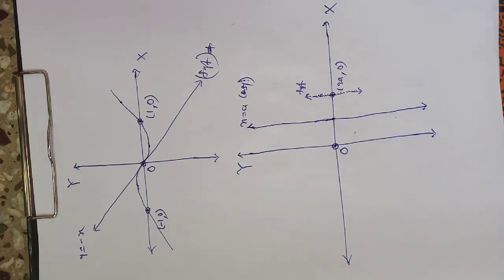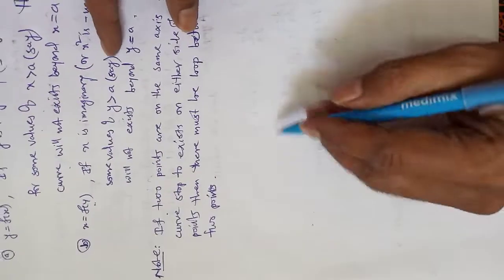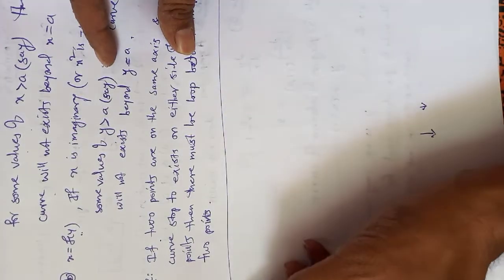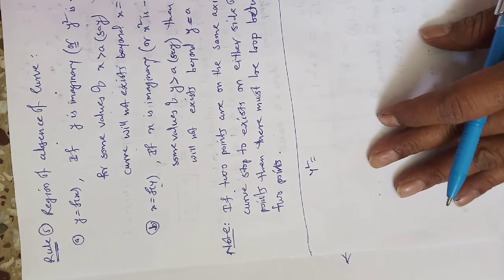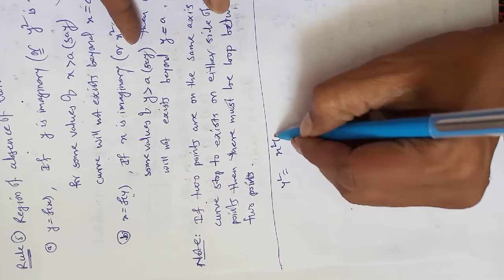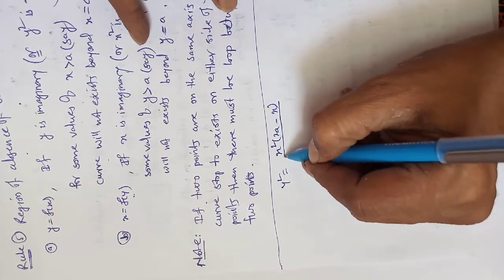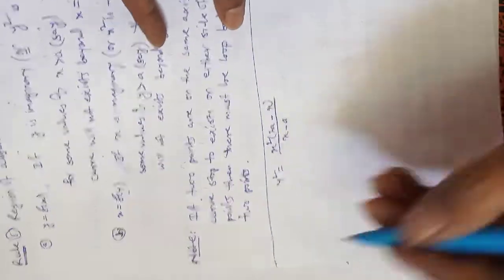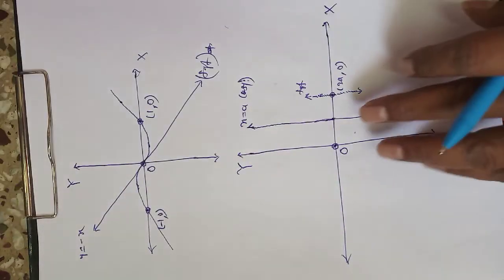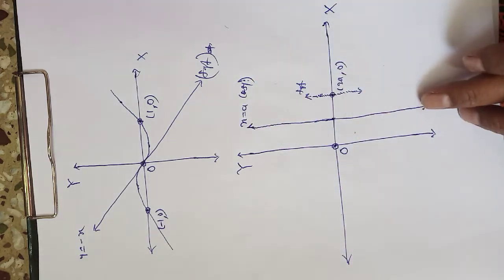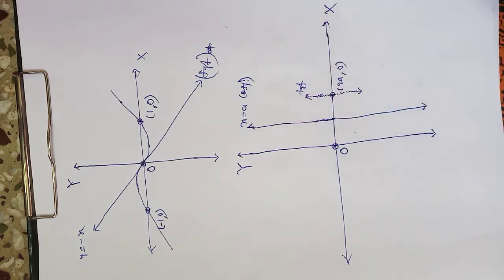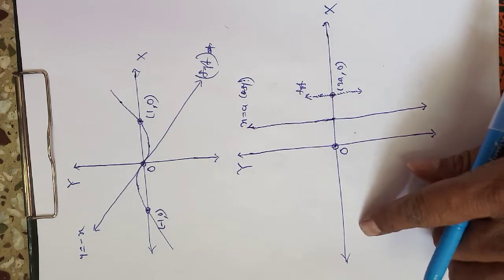Now last rule, a region of absence of curve. So we'll check a region of absence of curve here. So we have y square equals to x square into 2a minus x divided by x minus a. We'll check whether curve exists left to the origin, whether it exists between origin and asymptote, whether it exists between asymptote and tangent, or the point 2a comma 0, and right to the 2a comma 0. So we'll check it one by one in these intervals.